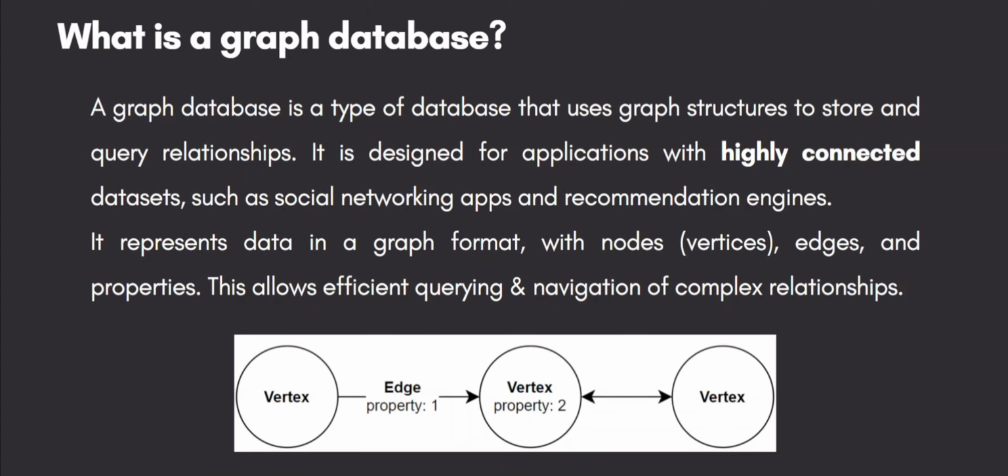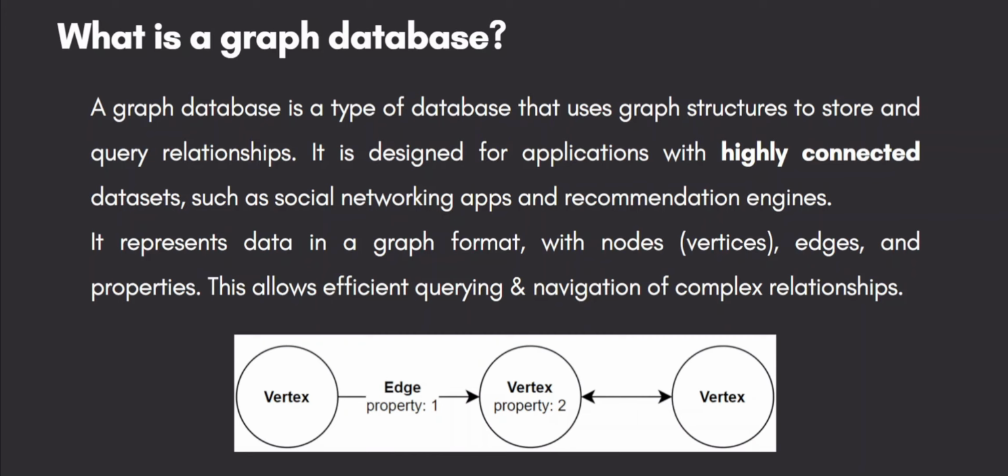A graph database is a type of database that uses graph structures to store and query relationships. It's designed for applications with highly connected datasets, such as social networking apps and recommendation engines. It represents data in a graph format with nodes, links, and properties. This structure allows for efficient querying and navigation of complex relationships.